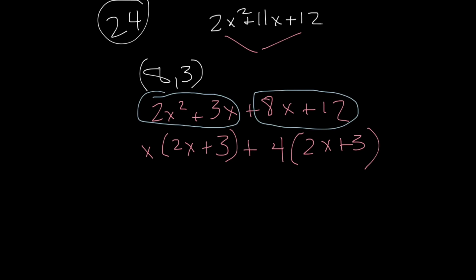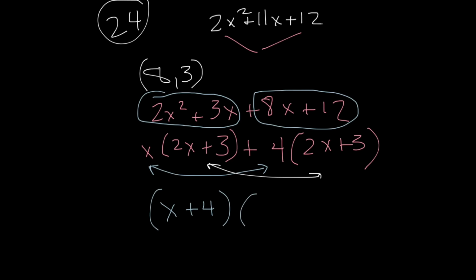So now we can take these two factors, and we will know that these two factors will stay the same. Therefore, our answer is going to be (x plus 4) and (2x plus 3). Now you know how to factor a quadratic trinomial with no common factor. Thank you for watching and have a great day.